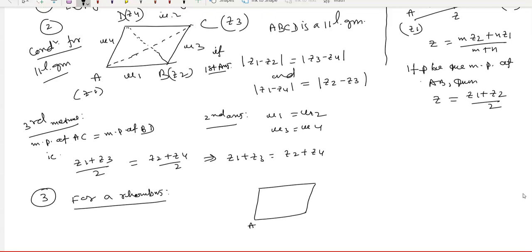Just state in terms of one point only. The condition of parallelogram will remain valid: the lengths of adjacent sides are equal. One can say that it is valid for Z1 plus Z3 equal to Z2 plus Z4. This is one condition. And an additional one is mod AB, I mean mod Z1 minus Z2 equal to mod Z1 minus Z4. This is enough for a rhombus.